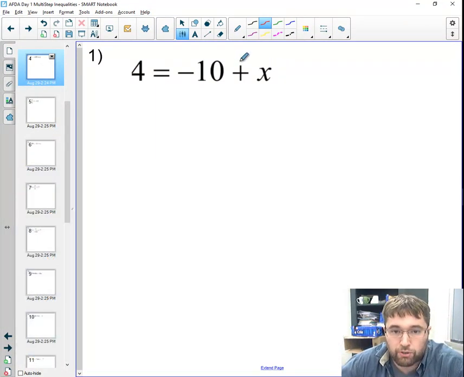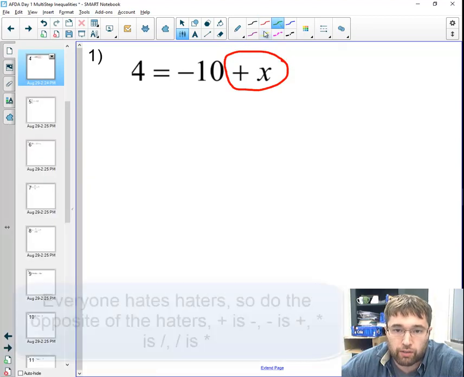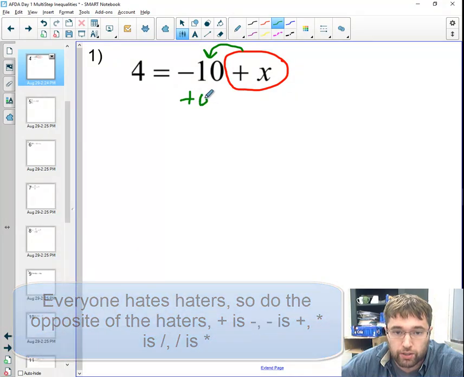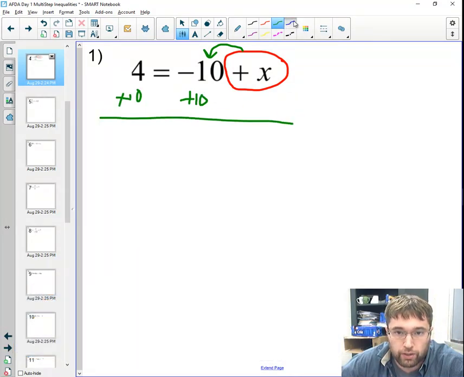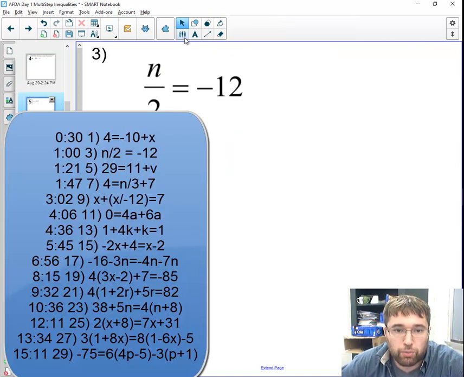So, first things first is we identify the variable, which is a positive x. So we take care of the hater. The hater is the outside of the circle, which is the negative 10. We do the opposite of the hater to make him happy, so we add 10 to both sides. And so then we're left with, these cancel out. We're left with 10 plus 4 is 14, equals a positive x, but we can just disappear the positive sign. And so we're just left with x equals 14. Please realize you can also write this as 14 equals x. Either one is okay.